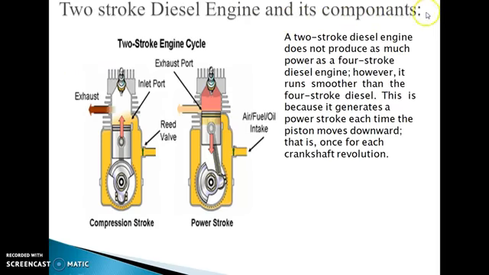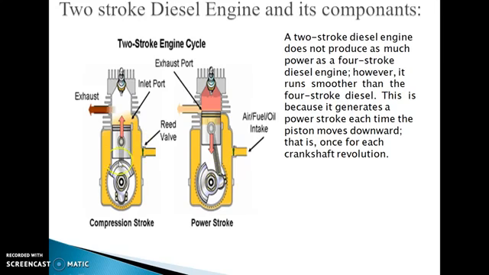Two-stroke diesel engine and its components. The two-stroke diesel engine does not produce as much power as a four-stroke diesel engine. However, it runs smoother than the four-stroke diesel. This is because it generates a power stroke each time the piston moves downward, that is once for each crankshaft revolution. This is the diagram for the compression stroke and this is the diagram for the power stroke.